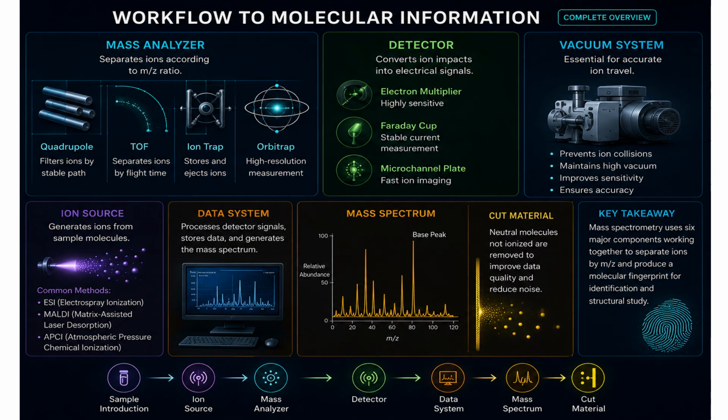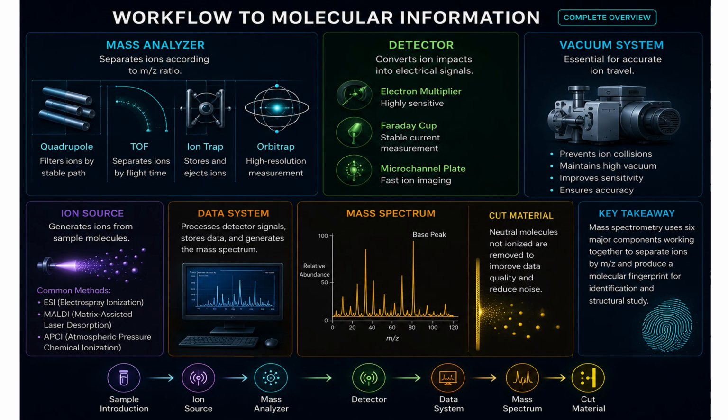Common detectors include the electron multiplier, which is highly sensitive, the Faraday cup, which gives stable current measurement, and the microchannel plate, which is useful for fast ion imaging. The vacuum system is also very important. It prevents ions from colliding with air molecules, maintains high vacuum, improves sensitivity, and ensures accurate ion travel.